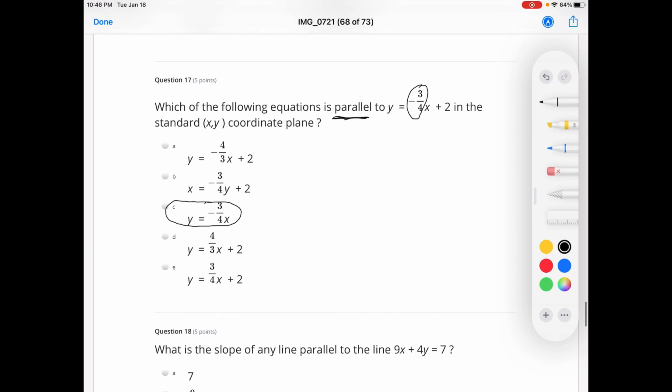And be careful on this one. This is not slope-intercept form because it's x by itself and not y.